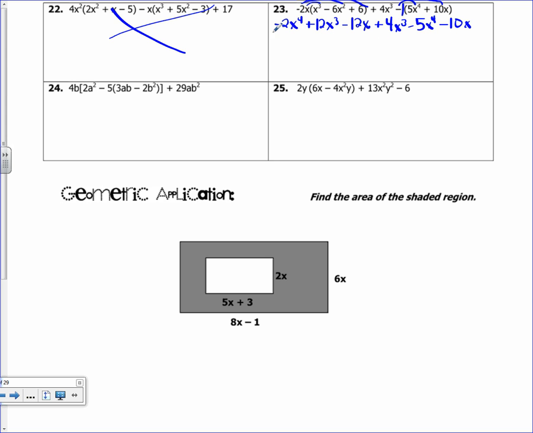Combine like terms. The x to the fourths, they're both negative, so they're going to make a bigger negative when you add them. Negative 7x to the fourth. 12x cubed, 4x cubed makes 16x cubed. Negative 12x and negative 10x make a negative 22x, so minus 22x.